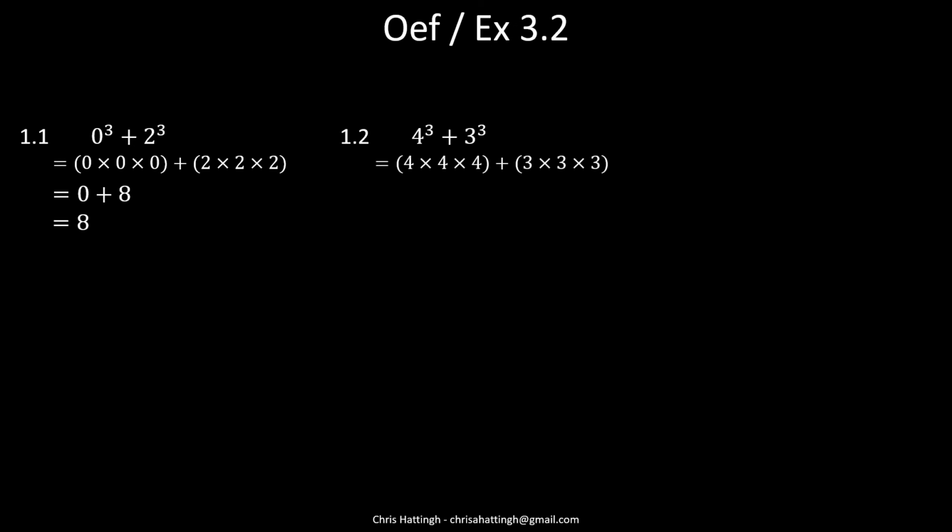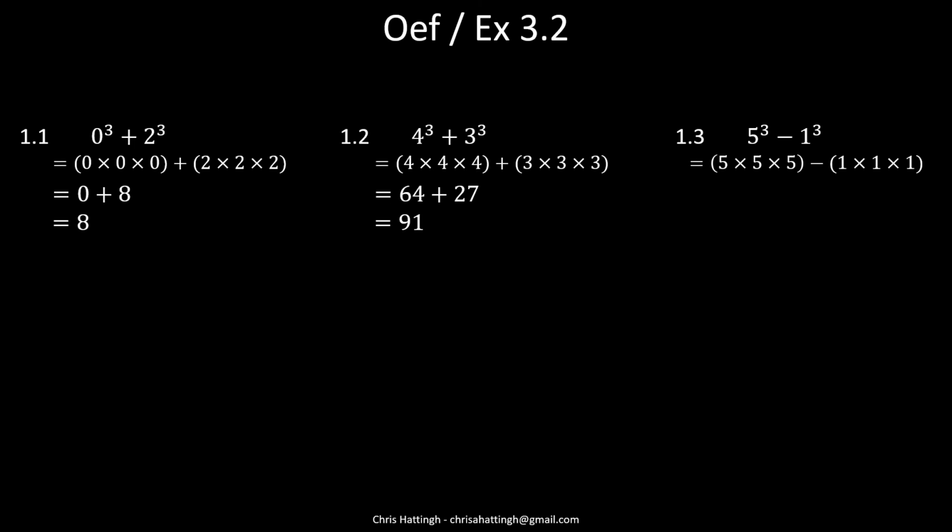Exercise 3.2. We're looking at the cubes now. So it is 0 times 0 times 0 plus 2 times 2 times 2. It is 0 plus 8, and that gives you 8. 4 times 4 times 4 plus 3 times 3 times 3 is 64 plus 27, and that gives you 91.